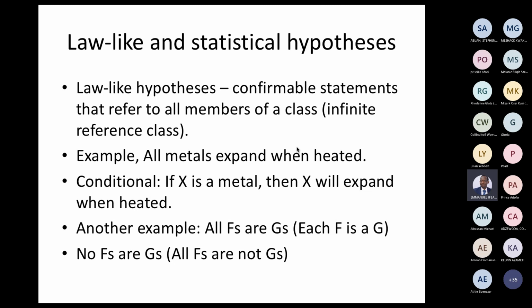Another example, all Fs are Gs. That means that each F is a G. And then no Fs are Gs means that all Fs are not Gs. So these are all law-like statements. They apply to all or none. That's why we call them law-like. When something applies to all, then any member of that thing shares in a compulsory way in the attributes of what has been attributed to all.